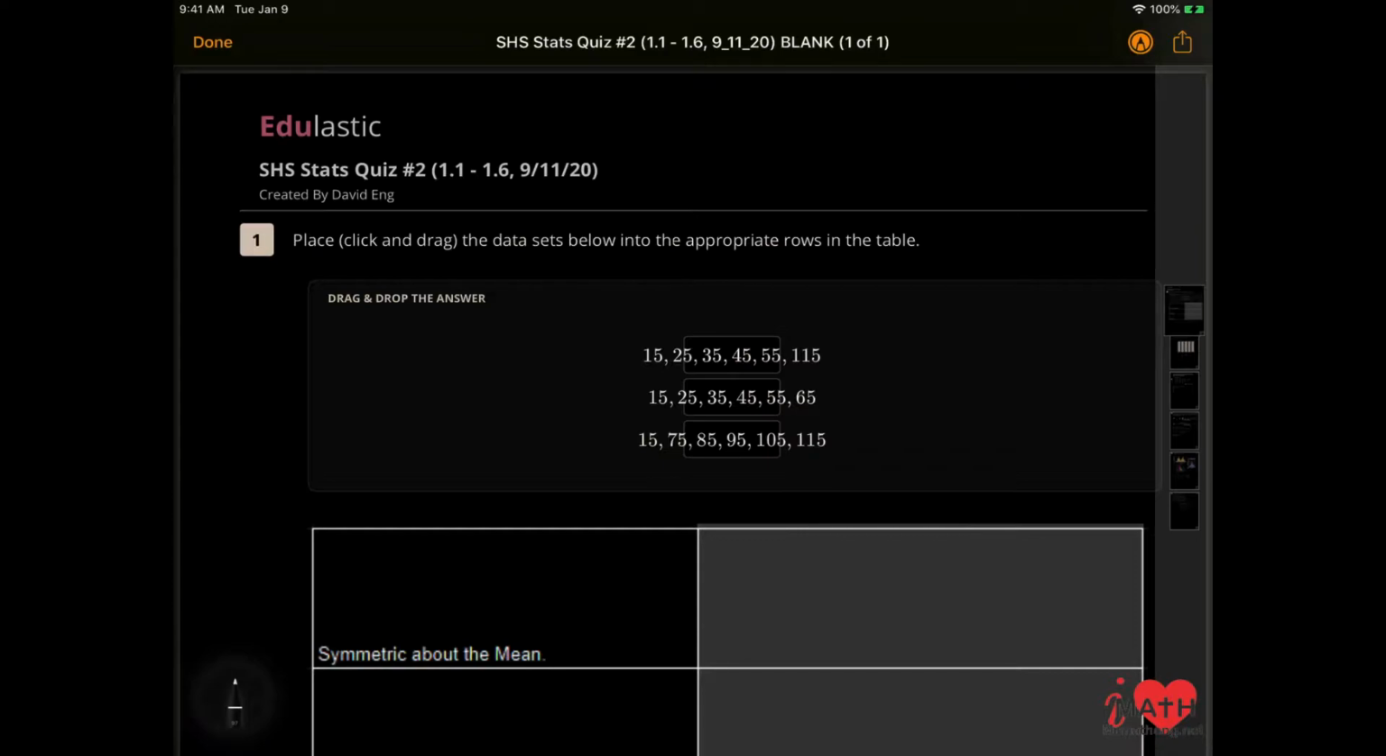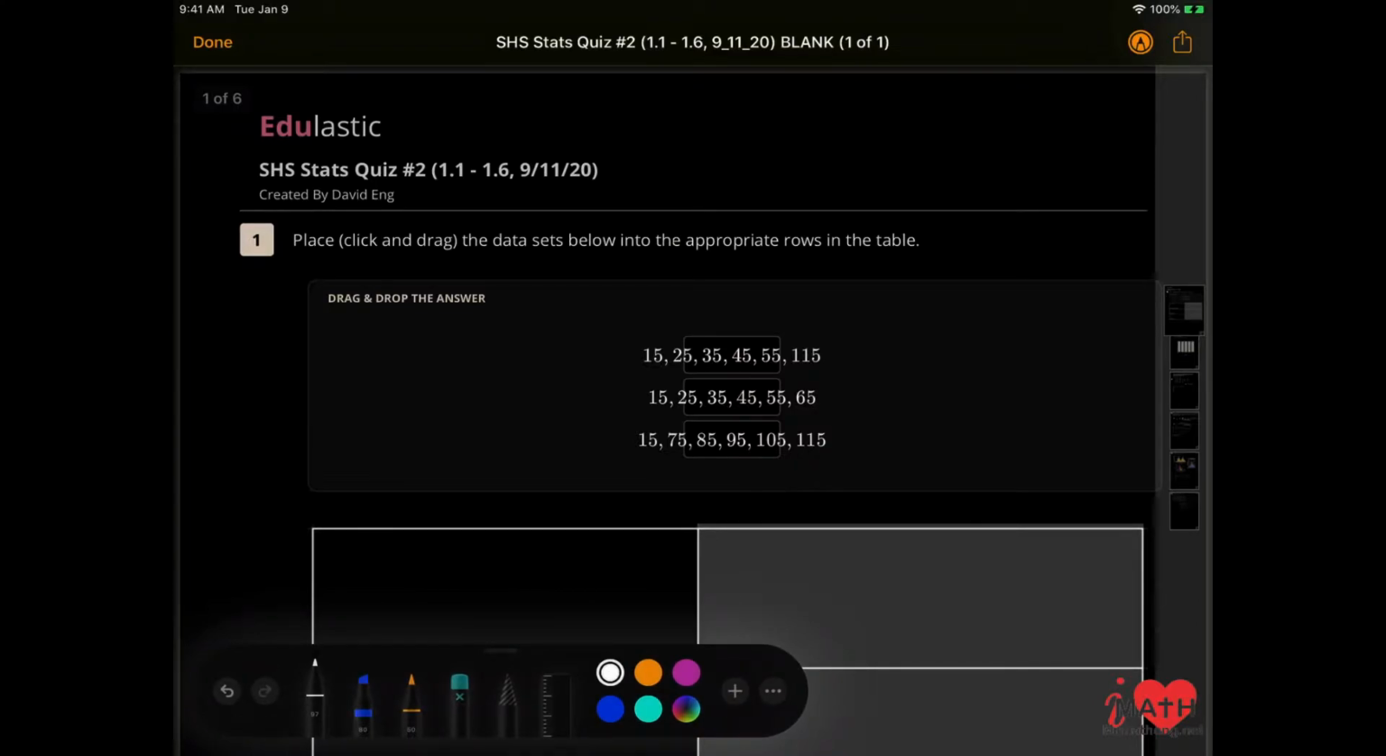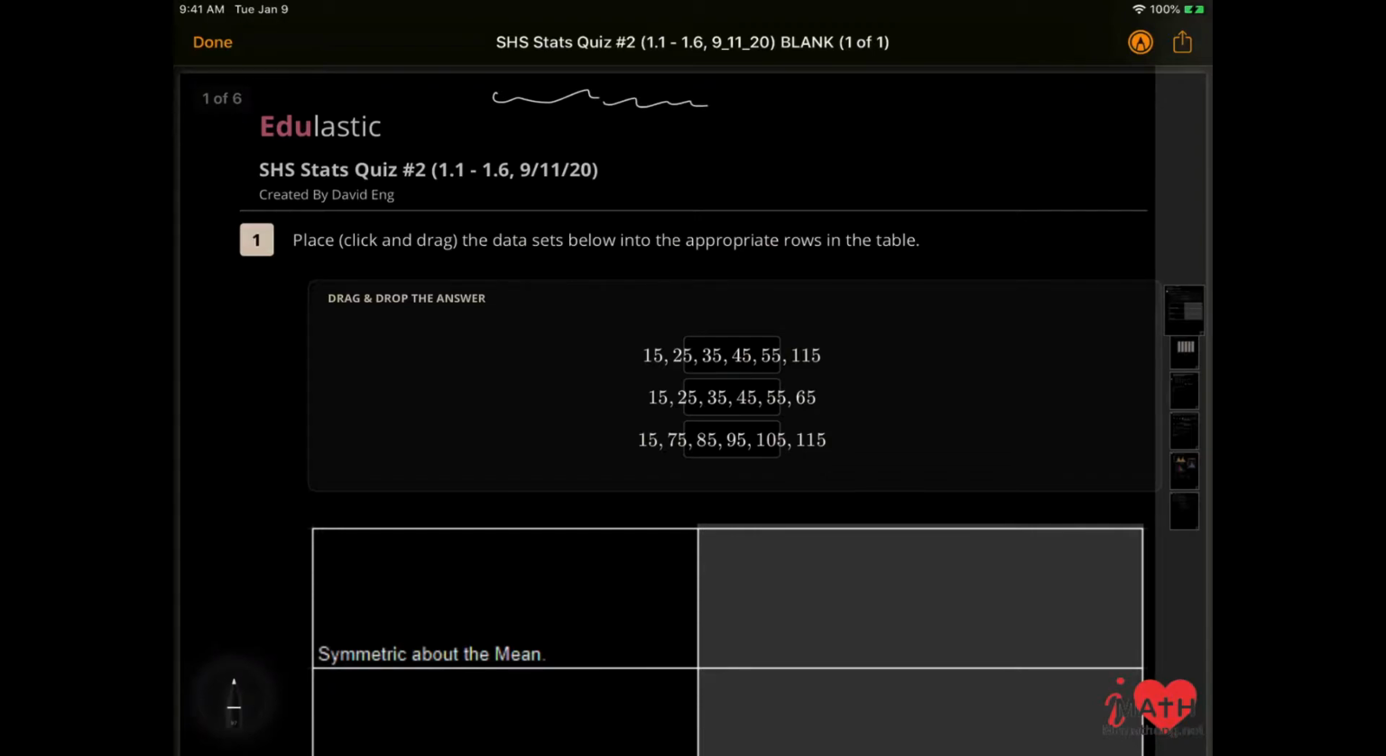All right, let's go ahead and go over this stats quiz number 2. That was taken on September 11th, 2020, Friday. Question number 1: click and drag the data sets below into the appropriate rows in the table.